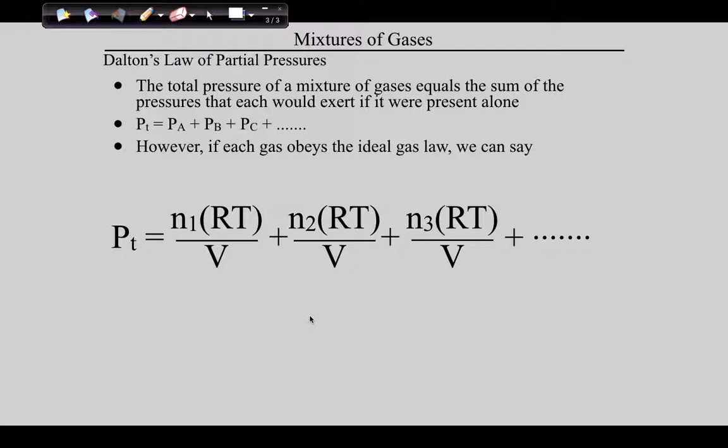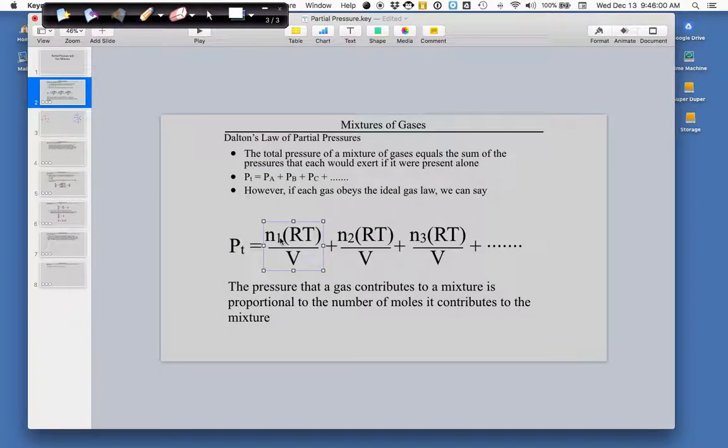Well, this should actually, you know what, hold on. Let me change this. So this would actually be nRT/V of A plus nRT/V of B plus nRT/V of C.